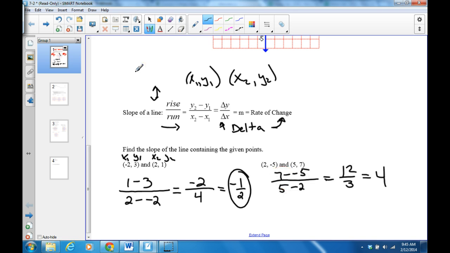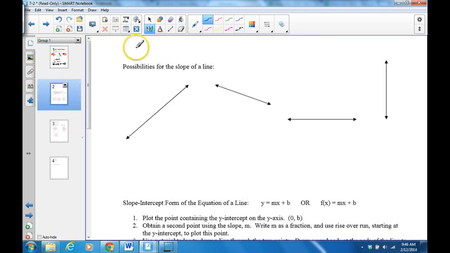Okay, so you guys should have gotten this. 7 minus 5 over 5 minus 2, which is 12 divided by 3, which is 4. That's your slope for that. There are 4 different kinds of slopes. You can have a negative slope, you can have a positive slope, you can have an undefined slope, or you can have a 0 slope.